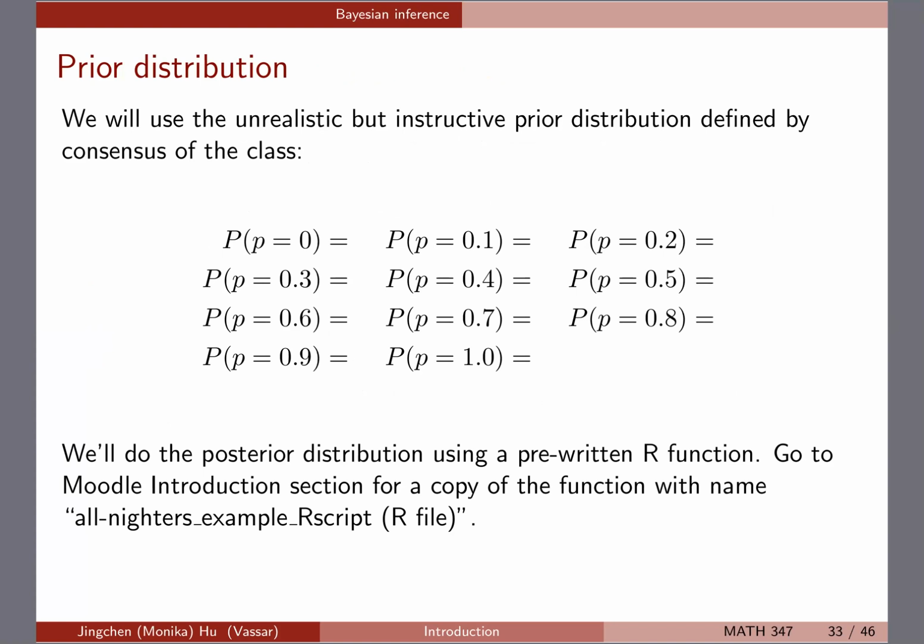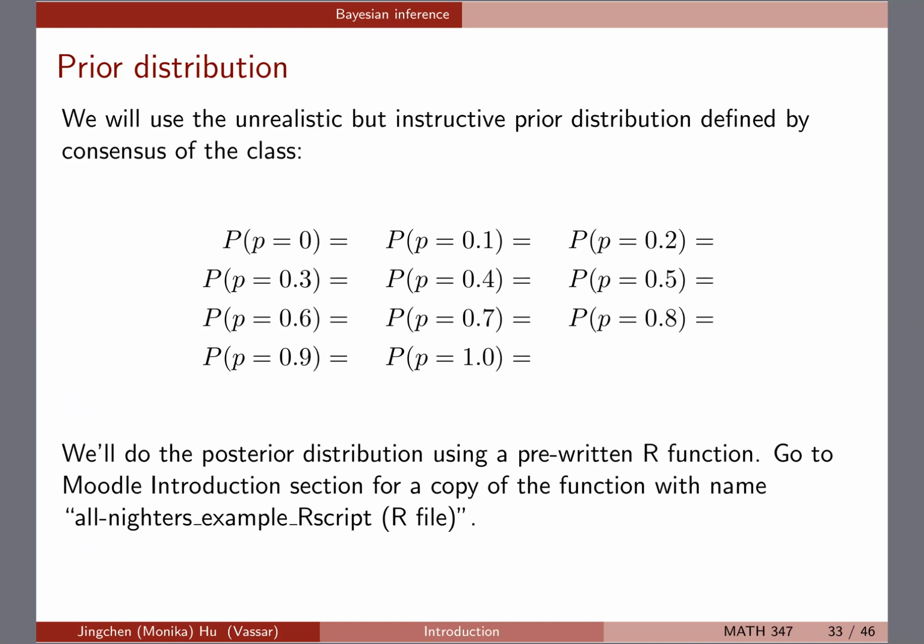All right, so the way that I'm going to use this is I will ask the whole class to construct a prior distribution defined by the consensus of the class. P, remember, is the percentage of VASA students who put in an all-nighter last academic year. I'm proposing 11 different numbers for you to choose from. I ask you to choose just one of them by raising a hand when I ask for it. I'm trying to use this as a way to come up with the prior distribution.